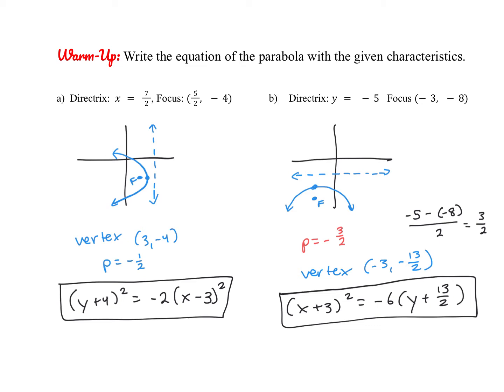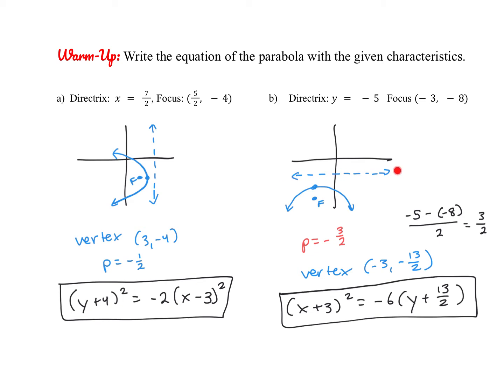So for part A, we have a horizontal parabola opening to the left. So our vertex is directly in the middle of your focus and where your directrix is. So your vertex must be at (3, -4). And your p-value is -1/2, so you get this equation.